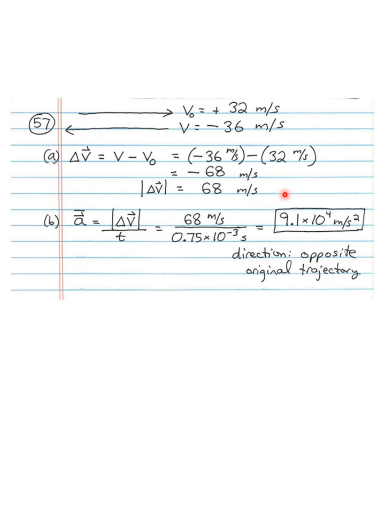Question B asks, if the ball was in contact with the bat for 0.75 milliseconds, what was its average acceleration? So average acceleration is change in velocity divided by time. I'm just doing the magnitude of the change in velocity: 68 meters per second divided by 0.75 milliseconds, so that's 0.75 times 10 to the negative third seconds, and we get 9.1 times 10 to the fourth meters per second squared. And it's clearly accelerated to the left, so we can say the direction is opposite the original trajectory.